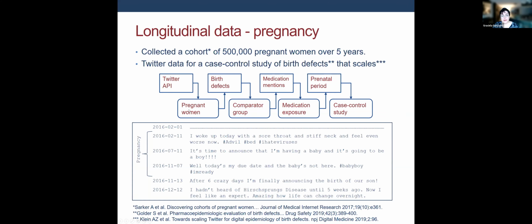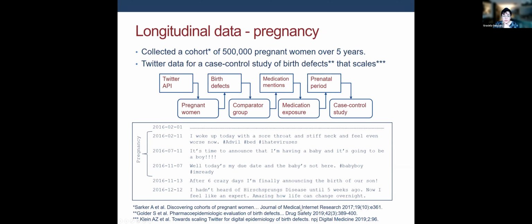So from the Twitter API, we get a cohort of pregnant women, we get their timelines, and now we can analyze, in this case for this study, birth defects. It is important also to get a comparator group. So in our first study of this type, it appeared in Drug Safety in 2019. Look at the time lapse, it's 2 years. It took us about 2 years to complete some of this.